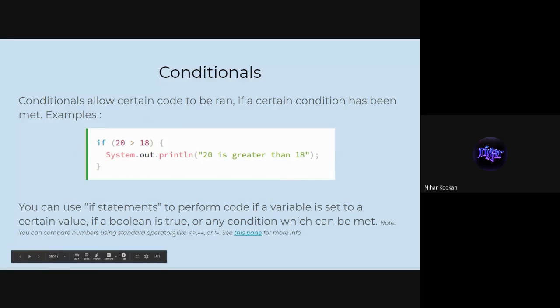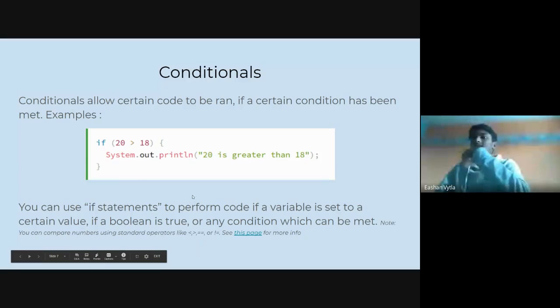There are different ways you can compare things to see if conditions have been met. Of course, we have the standard less than, greater than, less than or equal to, and greater than or equal to signs. And then we have equals equals. Basically, that means you're checking if the actual value of the variable is equal to something.